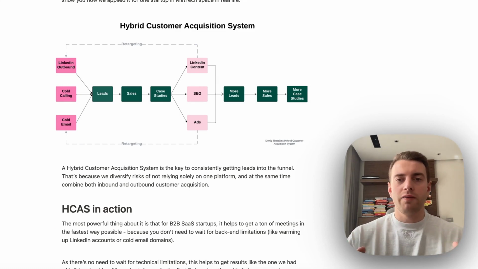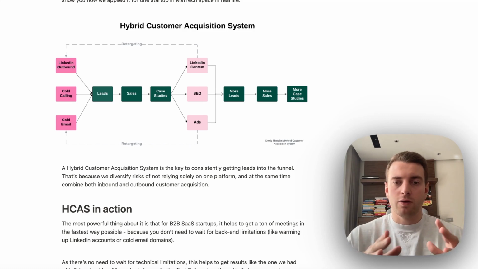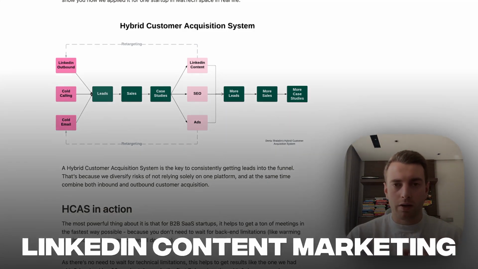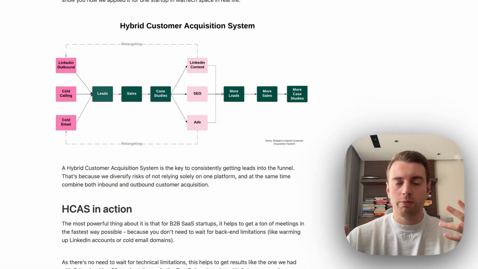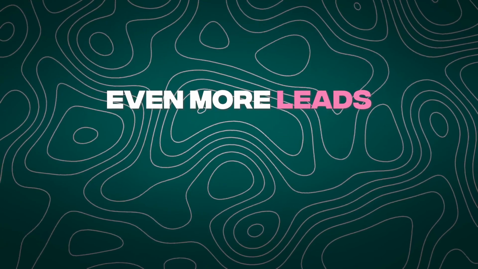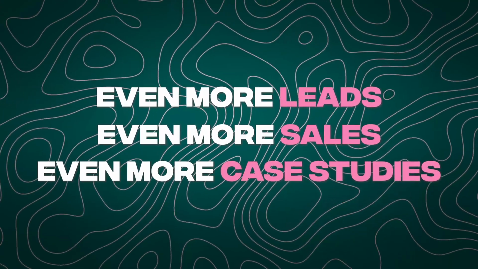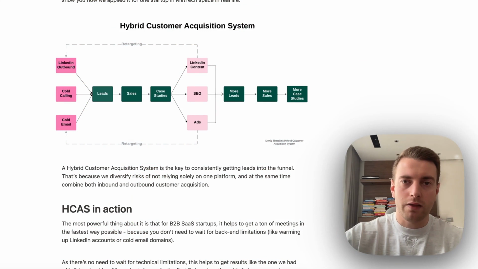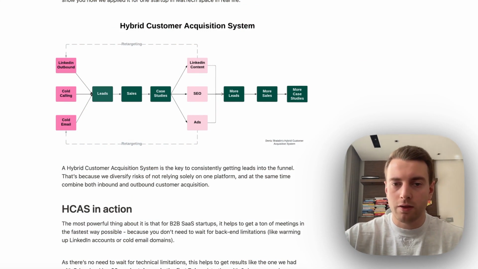Then, once we have these case studies, we can go to the second phase, where we're going to be using LinkedIn content marketing and SEO, in which we're going to be talking more about these case studies and how the product helped people achieve results. And this is going to get us even more leads, even more sales, and even more case studies. As you see, after we get an initial pack of case studies and then we start getting traffic through this LinkedIn content, SEO, and ads, here you see the idea of retargeting.